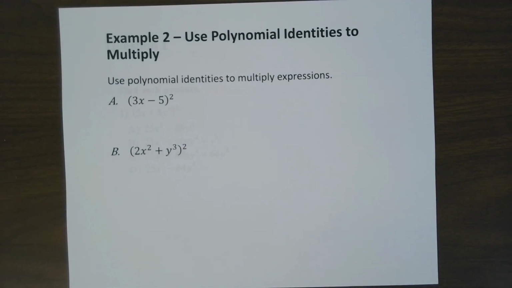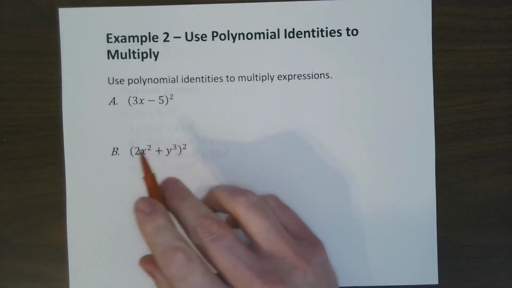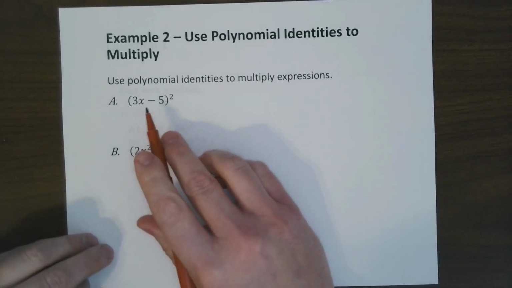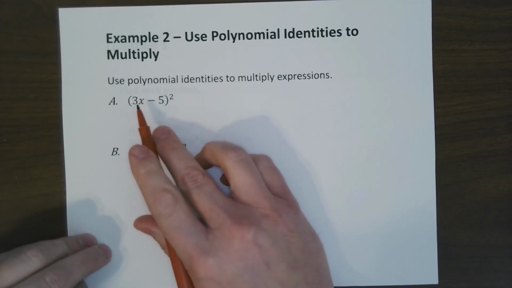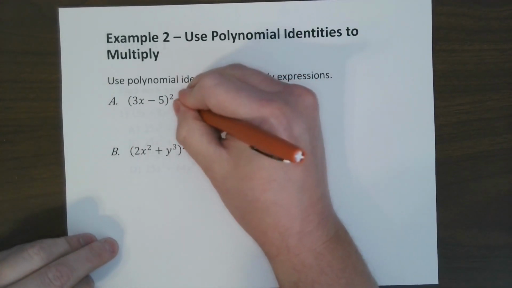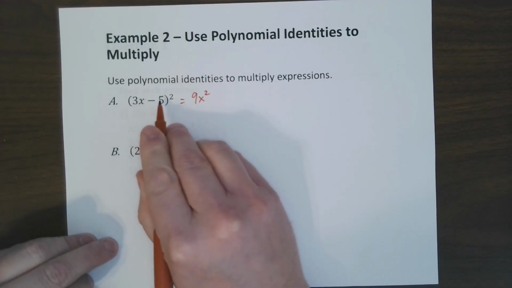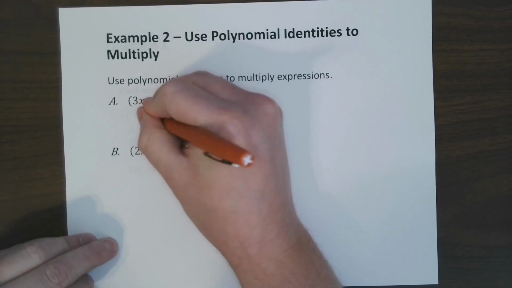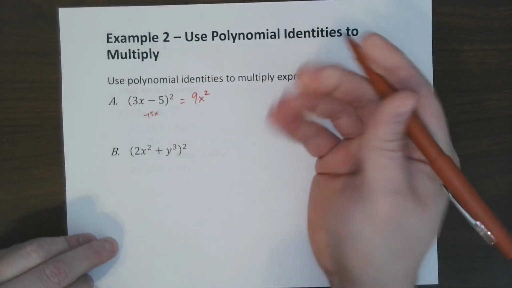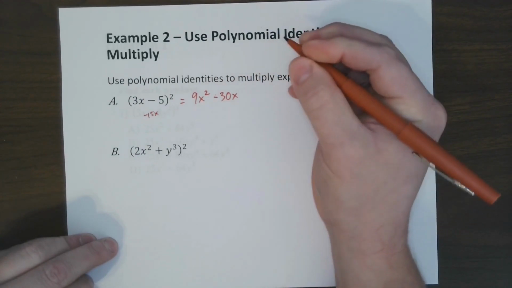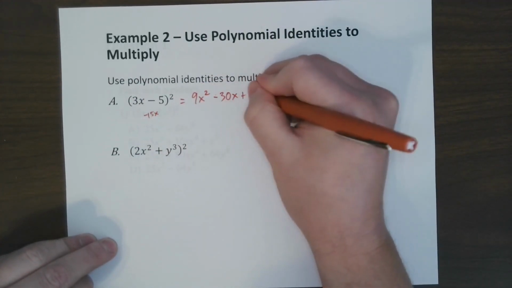So how do we use these polynomial identities? Basically what we do is we look for the form and then we see if it works. If you notice, this is just a square. So all we have to do is square the first one, which is 9x squared, multiply these together, which would be negative 15x, and then double it. So we get minus 30x, and then we square the last one, which is plus 25.